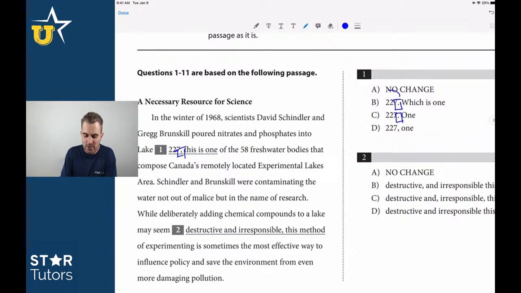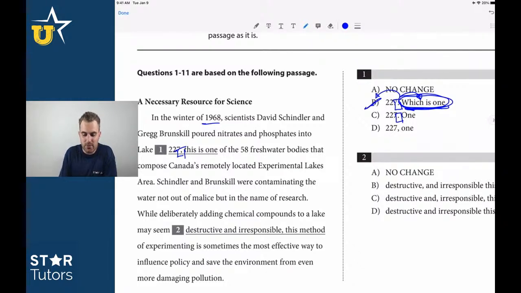So let's read on either side of this period, and let's see if there's two independent clauses, two full sentences that could otherwise stand on their own. It says, in the winter of 1968, scientists David Schindler and Greg Brunskill poured nitrates and phosphates into Lake 227, which is one of the 58 freshwater bodies that compose Canada's remotely located Experimental Lakes Area. So answer choice B doesn't work because by starting the second clause this way, can everybody see that if I start with "which is one," then that is no longer an independent clause? Can everybody give me a thumbs up if that makes sense? So that one's eliminated. We're not even thinking about the comma rules yet.